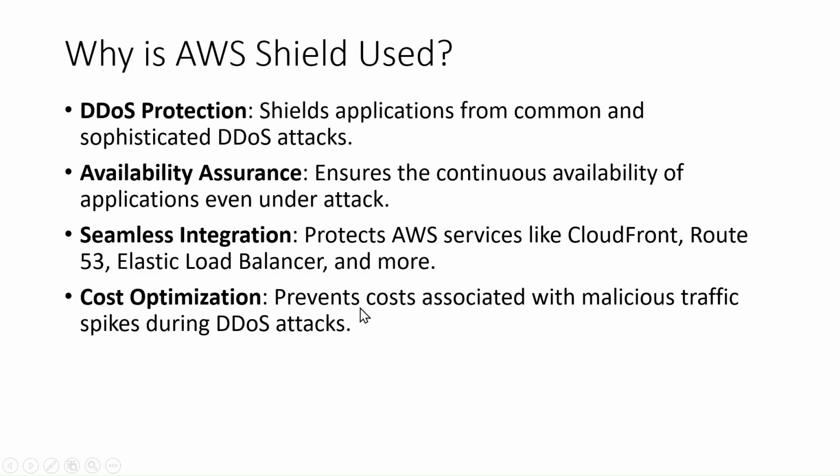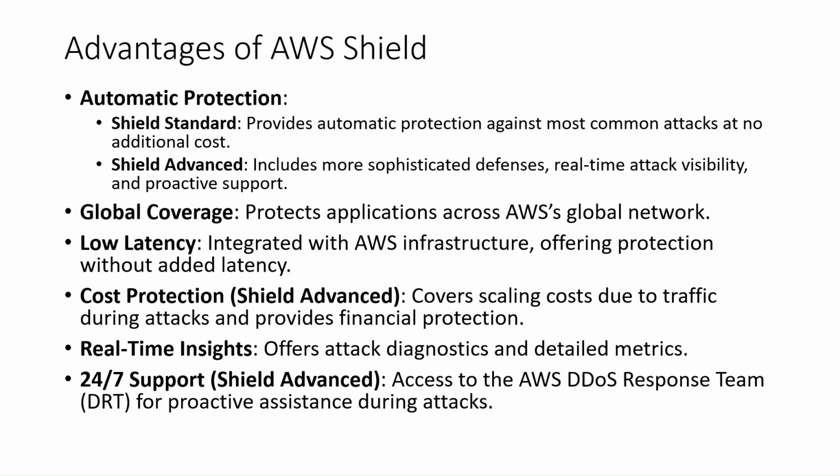Next is cost optimization. It prevents the costs associated with malicious traffic spikes. When a traffic spike happens, only in that case the protection will kick in, right? So only the duration of that spike will be charged if you go with Advanced. If you go with the free one, only quite minimal request handling will be allowed. So this is the advantage: automatic protection. Shield Standard provides automated protection against most common attacks at no additional cost.